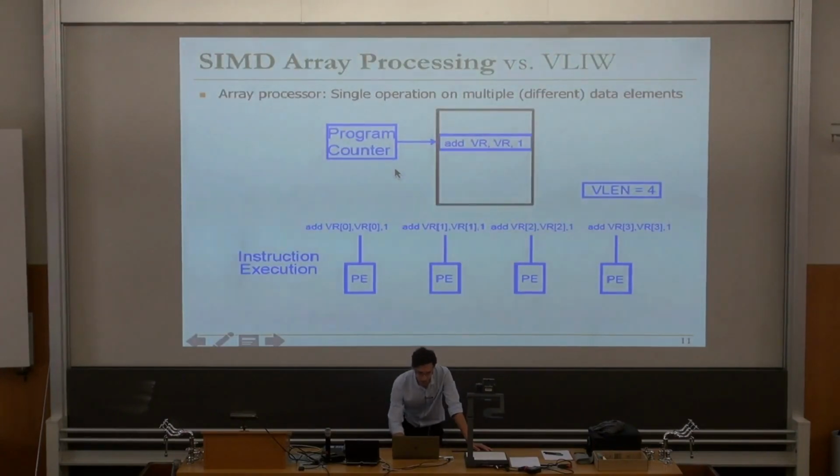In contrast, in the array processor, what we have is a single instruction and a single operation that is going to be executed on different data elements. That's what we have here. Our program counter is pointing to this single instruction here, add, and we have 4 processing elements, and these processing elements are going to execute this instruction on 4 different data elements. Is it okay? Any questions so far?